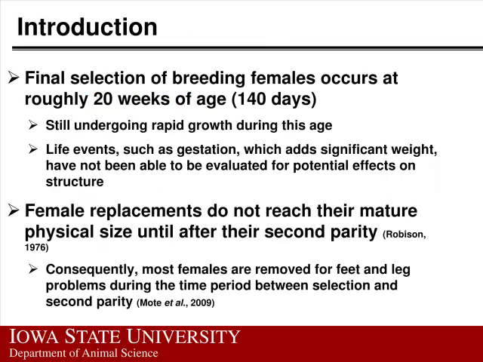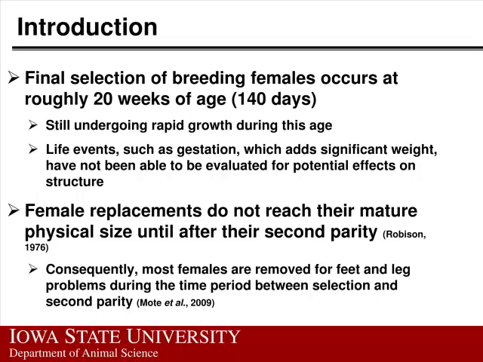So moving on to the introduction for the actual point of this talk, is that final selection of breeding females occurs at roughly 20 weeks of age, or at 140 days. During this time frame, the individuals are still undergoing rapid growth. Likewise, life events such as gestation, which can add significant weight, have not been able to be evaluated for potential effects on structure. This is selection.